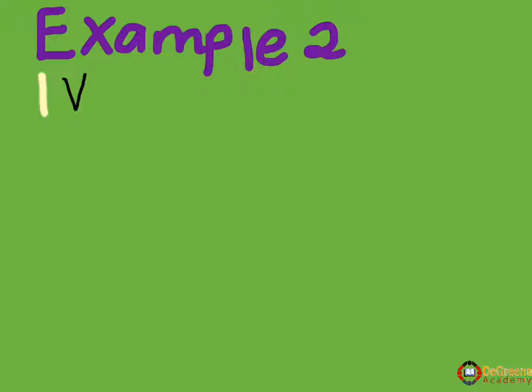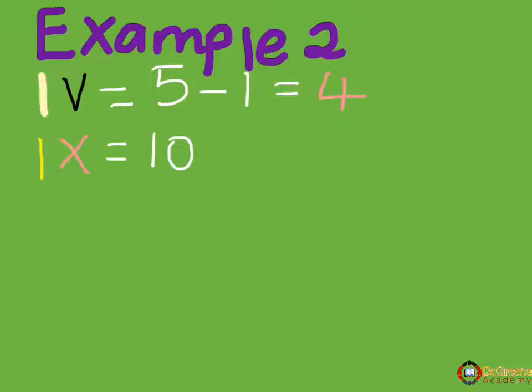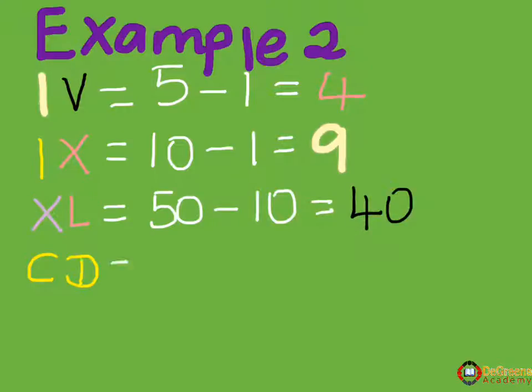We have the first example, IV. I is smaller than V, and I represents 1, while V represents 5. So we are going to have 5 minus 1, that gives us 4. The next example is IX. I represents 1, X represents 10. So you're going to have 10 minus 1, that gives us 9.